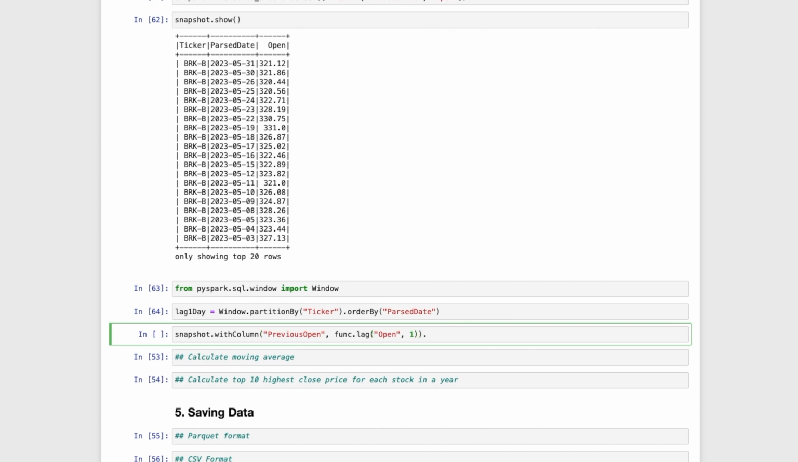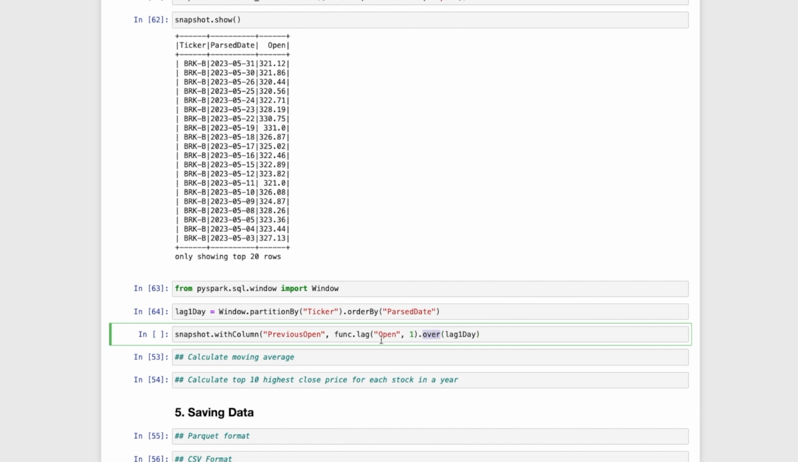But how do we want to do that? The way that we want to do that is we want to say over, right? Make sure you don't close the parentheses on the entire operation like I did, because it's going to run into an error. So make sure that you have the correct parentheses closed. So you want to do it over the lag 1 day, right? So this is the window condition that we want to use.